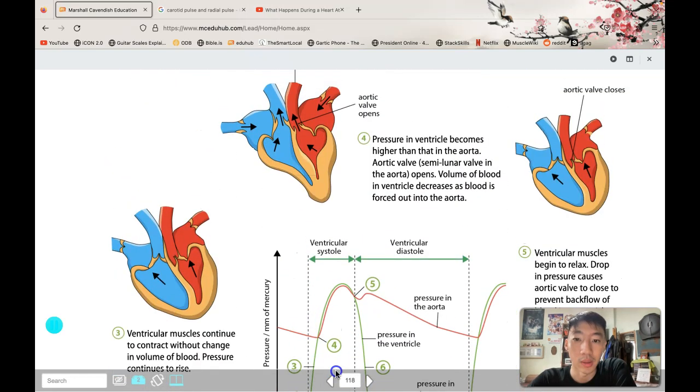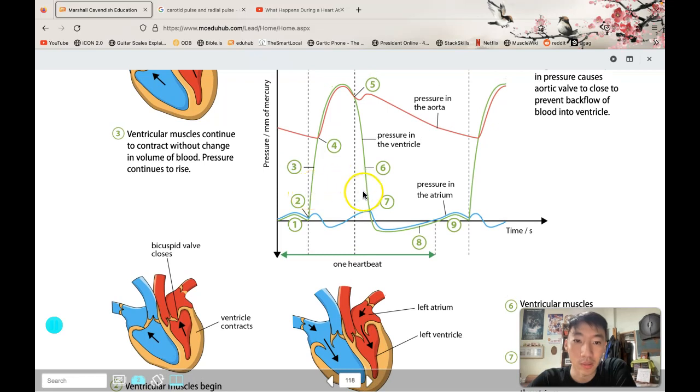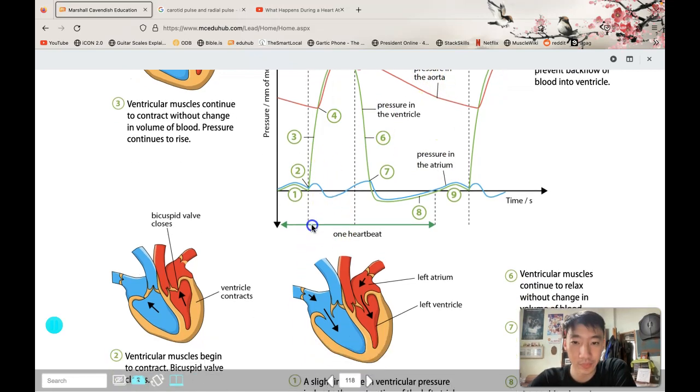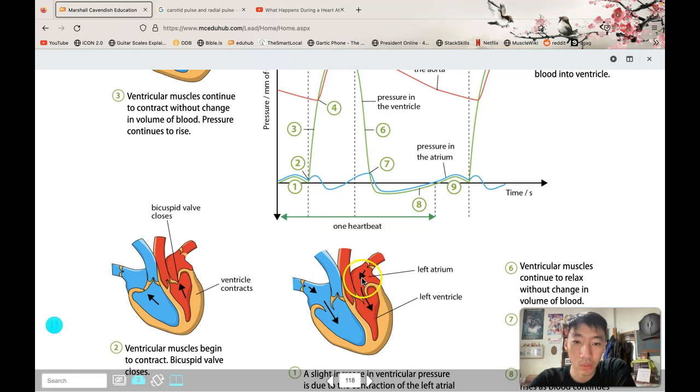The line in green is the pressure in the ventricle, the line in blue is the pressure in the atria, and the line in red is the pressure in the aorta. I'll explain why that is later. So the blood goes into the left ventricle, and now we go towards number 2.